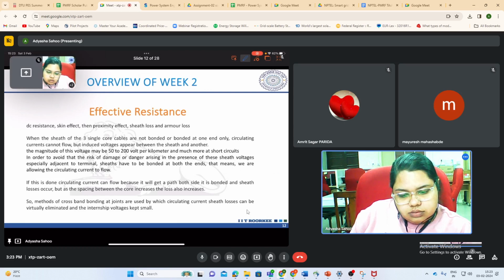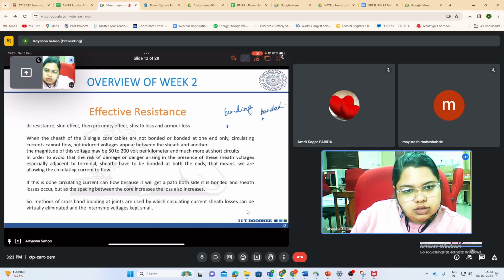Then we had bonding, basically. We want both ends to be bonded, otherwise, as we saw, it may lead to very high voltages in case of short circuit. So we bond both sides so that we allow the flow of circulating current to avoid this. And again, if you are allowing circulating current, it will lead to losses.